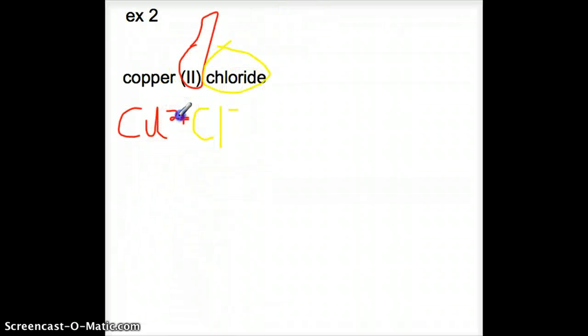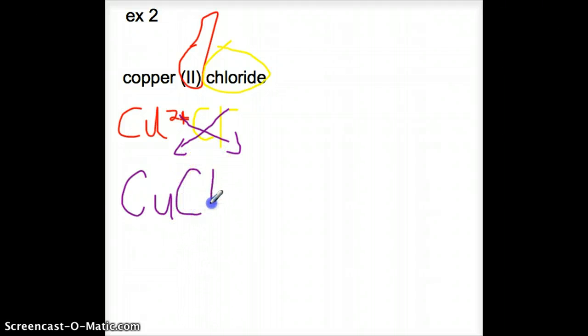Now that we have completed the second step, let's complete the crossover step. Just like in the first lesson, we cross over the charges of both elements to the other element. So the 2 plus from copper went to the right side of chlorine, and the negative 1 from chlorine went to the right side of copper. So when we write this out, it would be CuCl2. We see this because of the crossover between the charges of both elements.